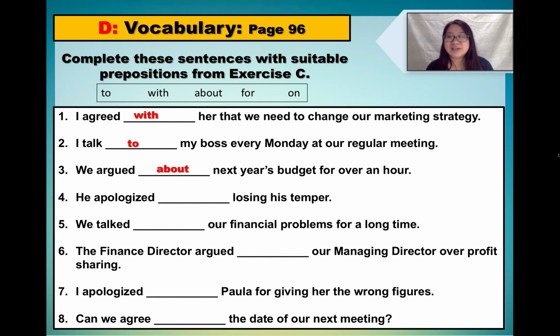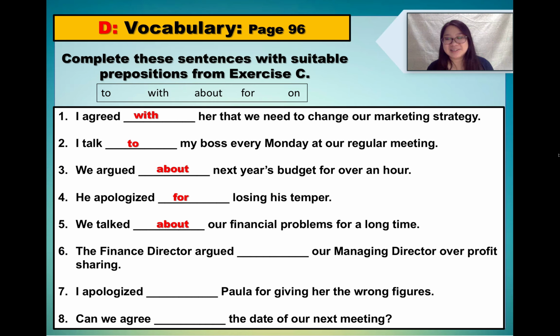We argued about next year's budget for over an hour. Number 4. He apologized for losing his temper. Number 5. We talked about our financial problems for a long time.